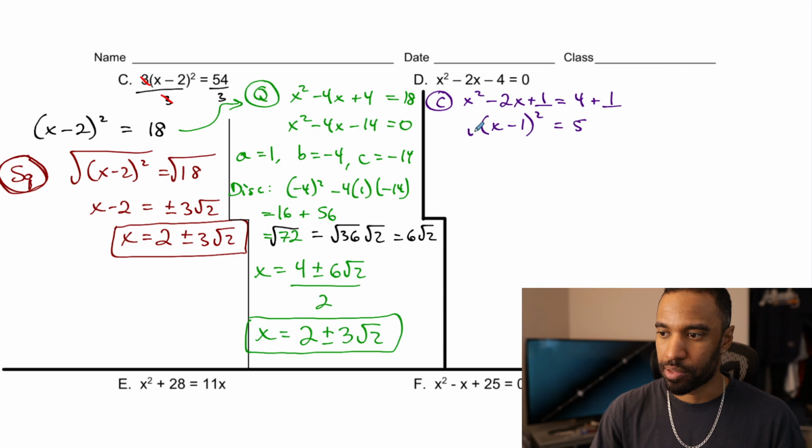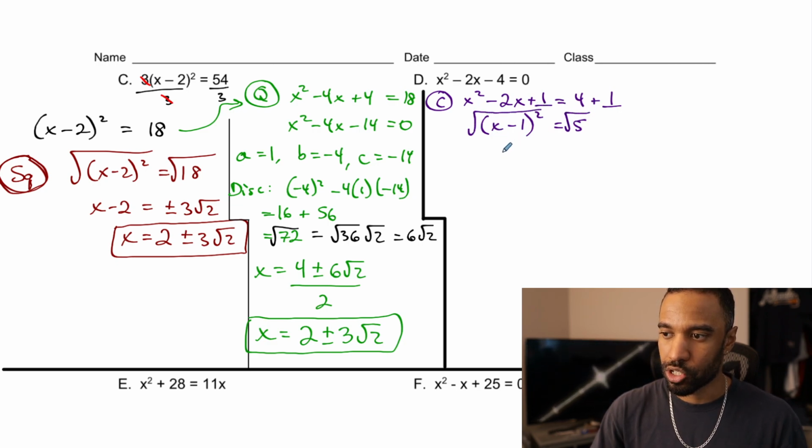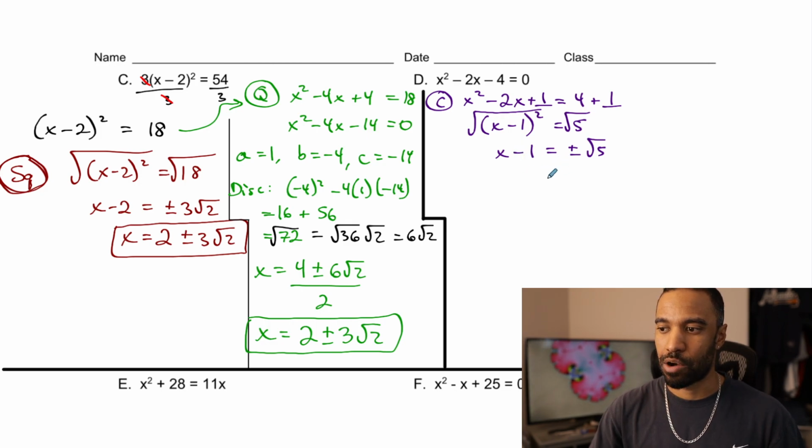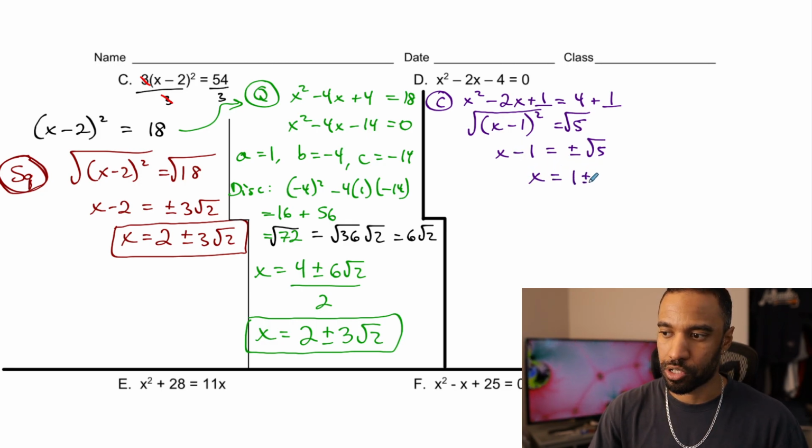And I take the square root of both sides. x minus 1 quantity squared, the square root of that is x minus 1. And here I have plus or minus square root of 5. I cannot simplify square root of 5. I'll leave it like that. And I add 1 to both sides. I'll get x equals 1 plus or minus root 5.